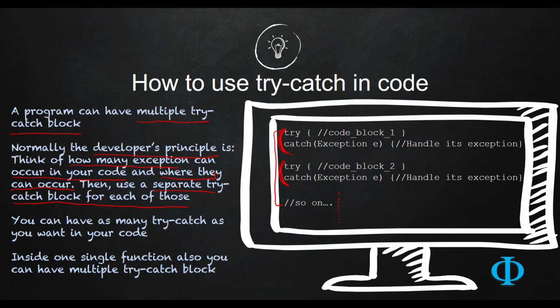Then in a second place of your code, you are dividing two numbers, and you expected that there can also be an exception if the denominator is 0, so add another try and catch block to handle that exception. So that's the normal developer's principle, and you need to remember that. And as I have told earlier, you can have as many try catch blocks as you want in your code, and even inside one single function you can have multiple try catch blocks.